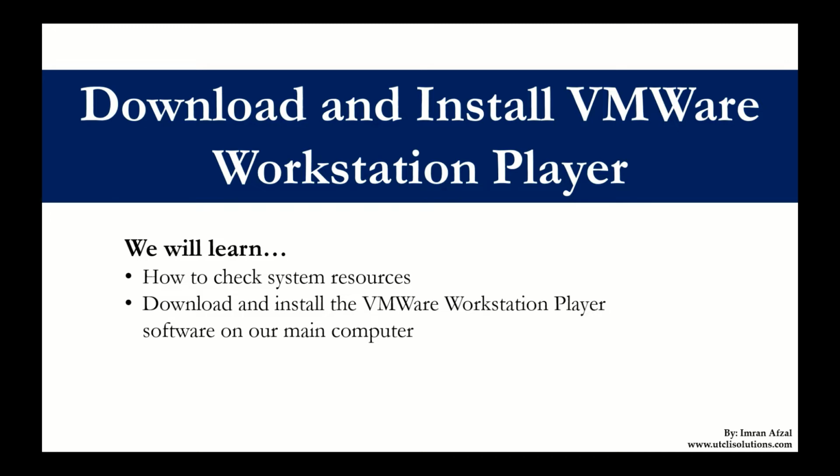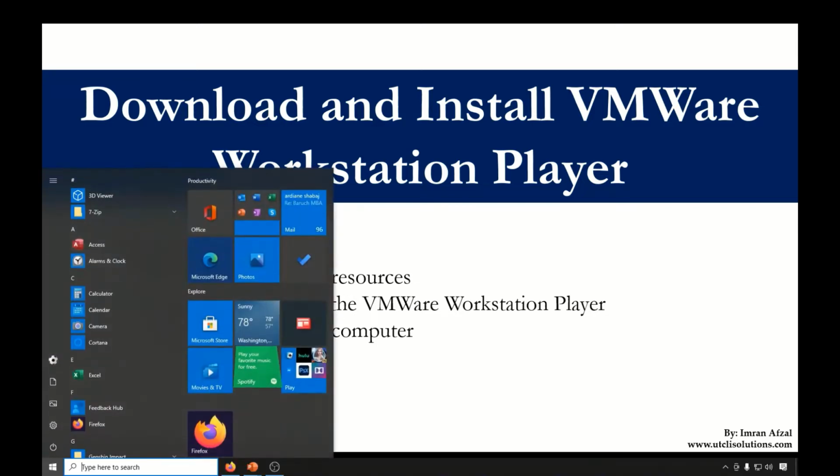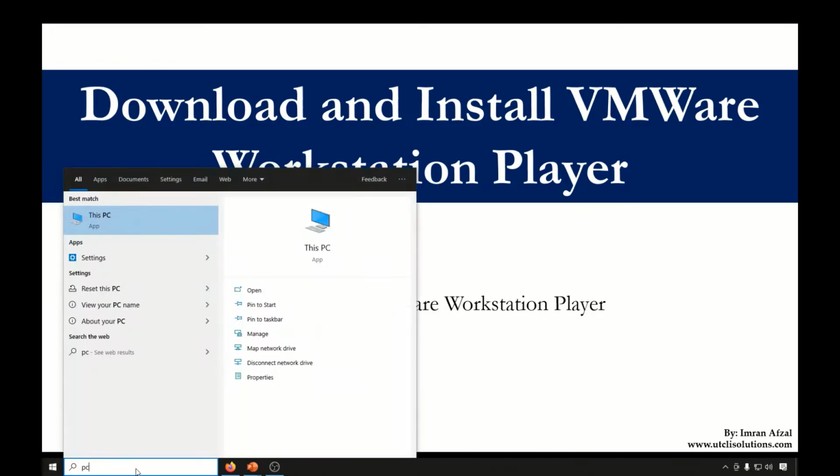Okay, so very first thing is to check the resources. If you are using Windows, then you could simply click the Win key on your keyboard and it will open up this menu or programs menu. Type PC. If it is Windows 10, it will show up This PC. If it's an older version of Windows, it will show up perhaps My PC. When you see this icon, right click on it and then go to Properties.